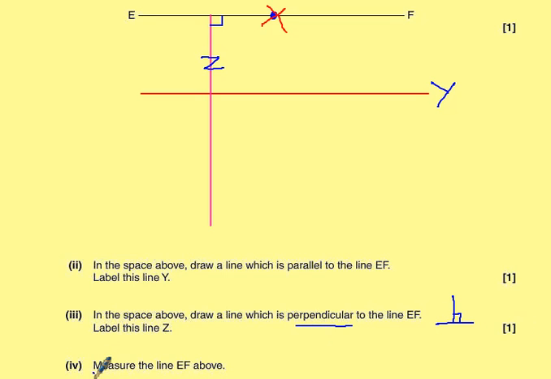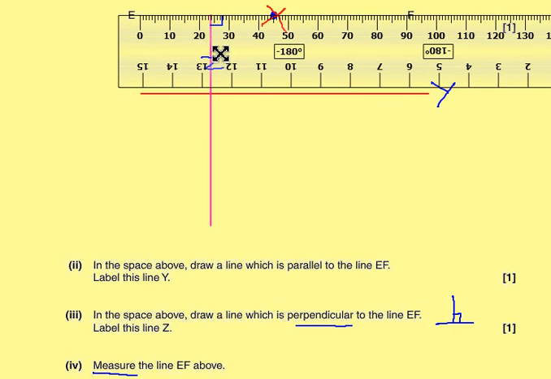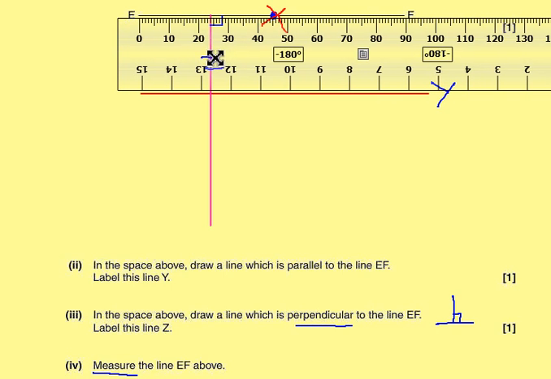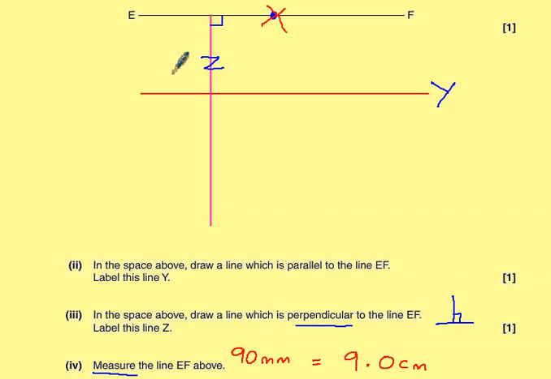Now part 4, it says measure the line EF above. So I'm going to measure that with a ruler, and I'm going to put 0 on one end of the ruler, on the end of the line, sorry, and the line EF actually measures 90 millimetres. Now 90 millimetres is equal to 9.0 centimetres.